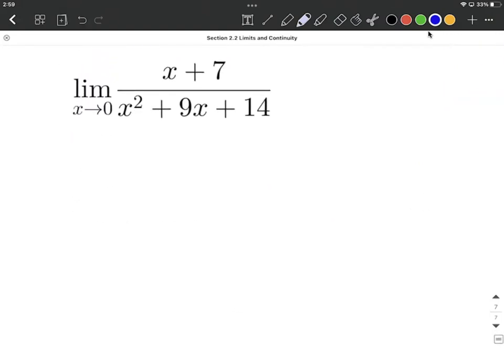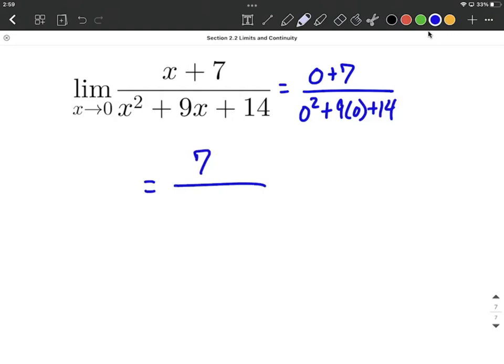All right, let's try another one. I'm going to approach it the same way. We're going to first try to plug in 0. So we get 0 plus 7 over 0 squared plus 9 times 0 plus 14. Simplifying this down, we'll get 7. 0 plus 7 is 7. And then for the denominator, 0 plus 14 works out to be 7/14, which is 1/2. So no further reducing down needed. This limit simply equals 1/2.